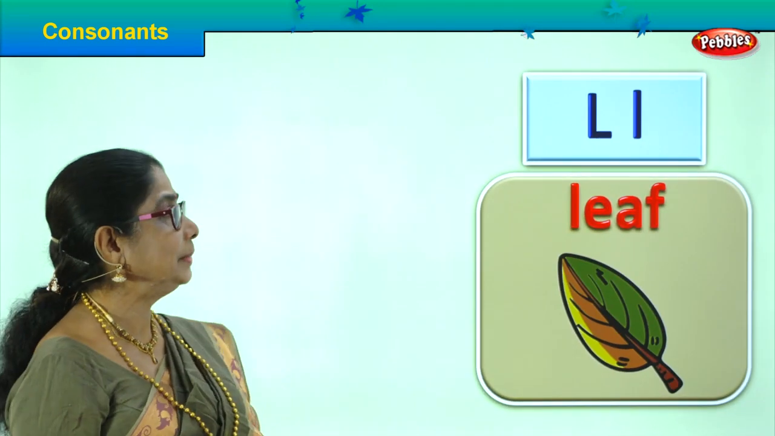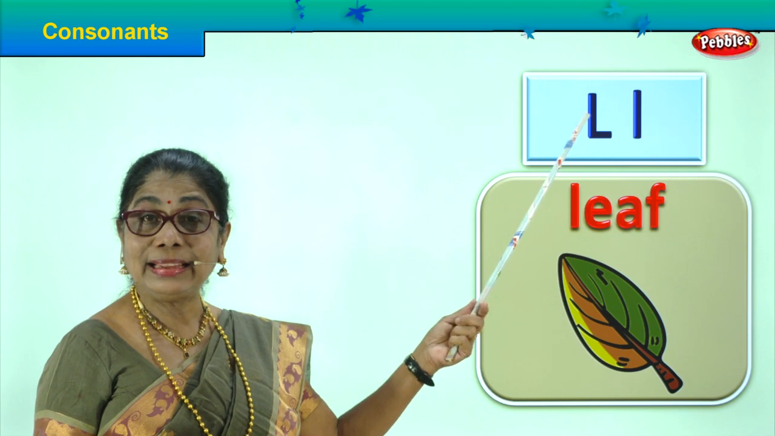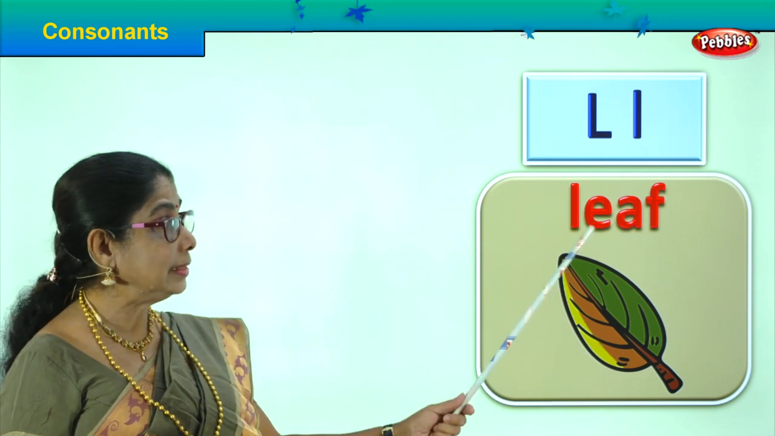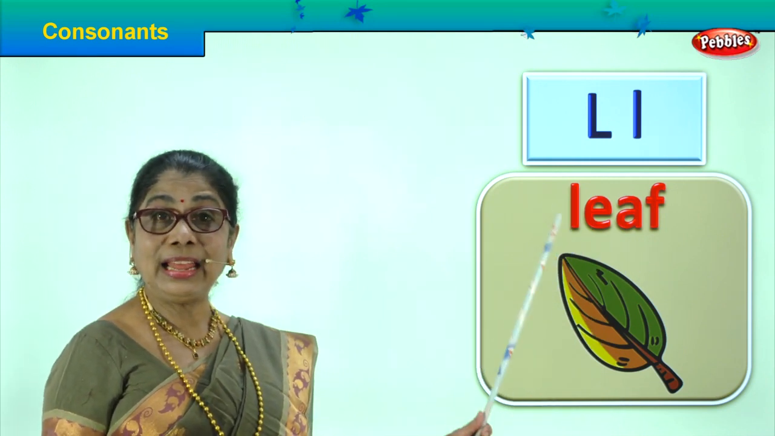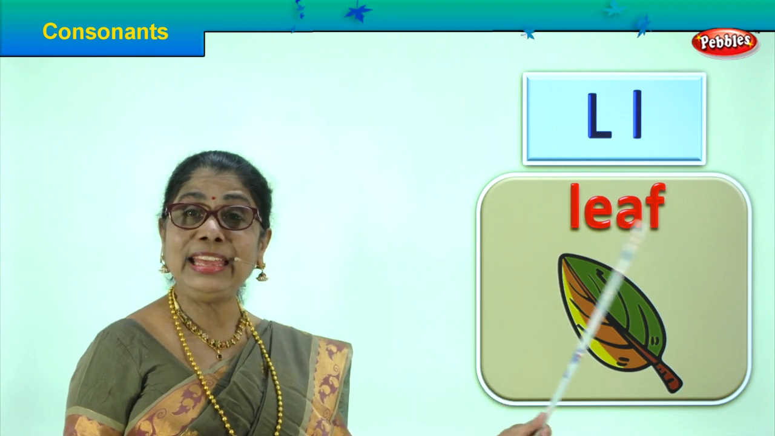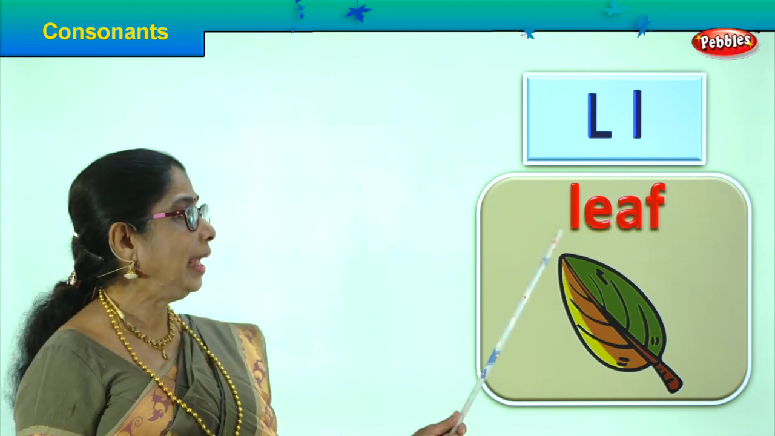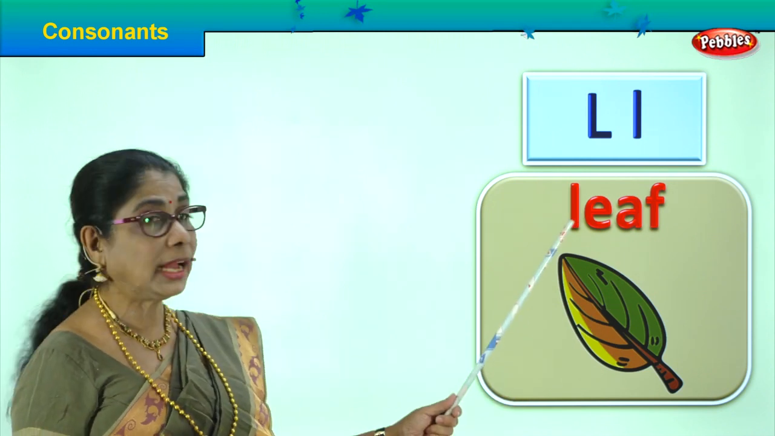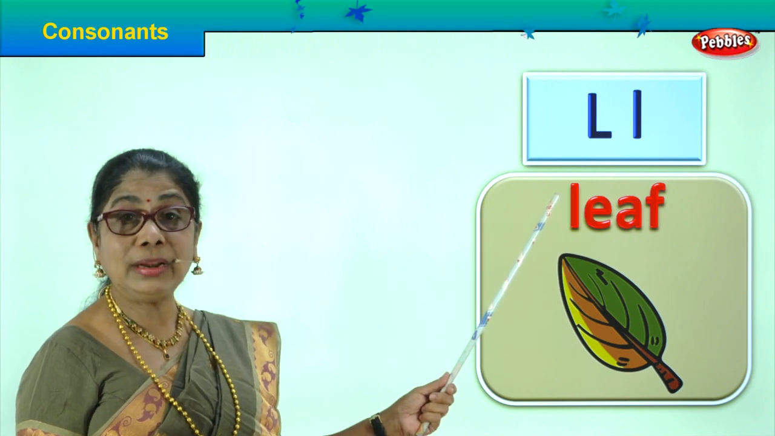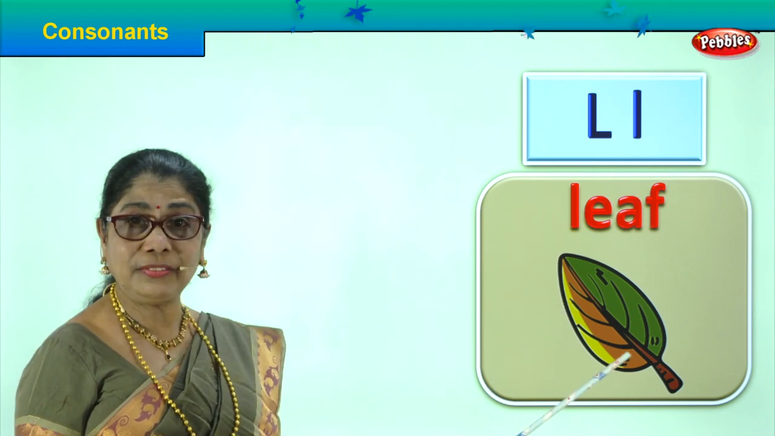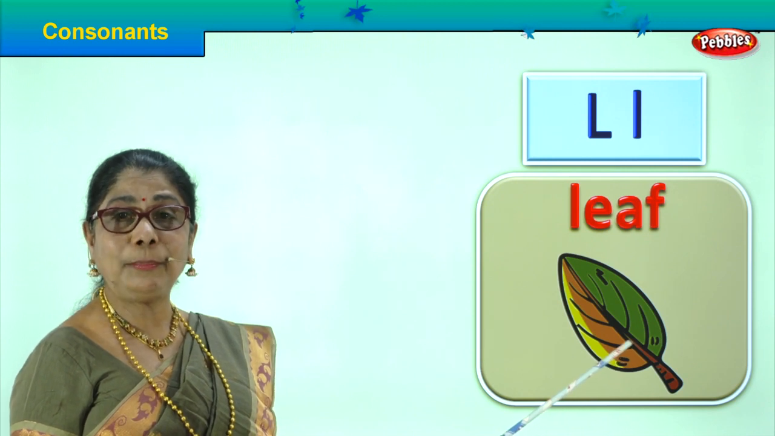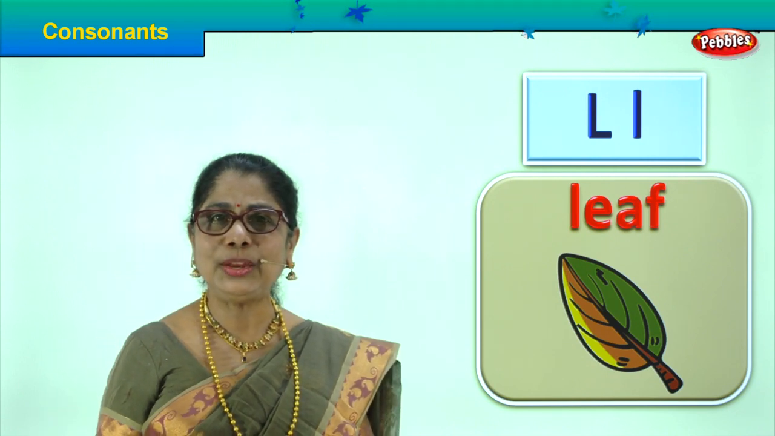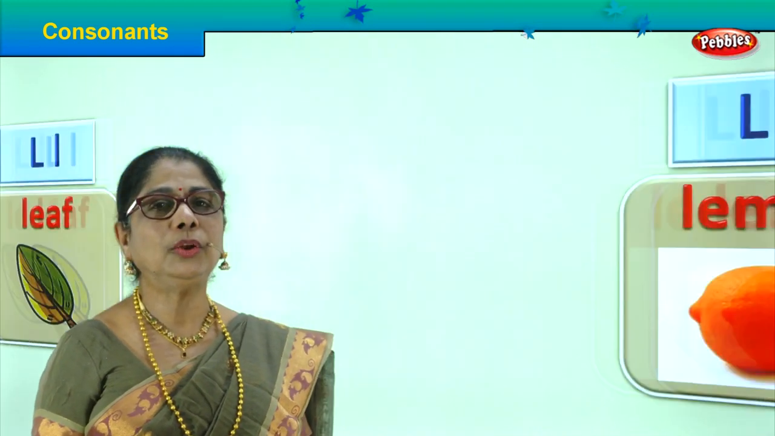Look what you have here. L. Capital and small L, sound L. What word is this? Leaf. L. Leaf. How do you spell leaf? The word leaf begins with the consonant L. Sound L. Where do you find the leaf? In the garden, on every single plant, you see a leaf. You see leaves. Let's take a new picture.